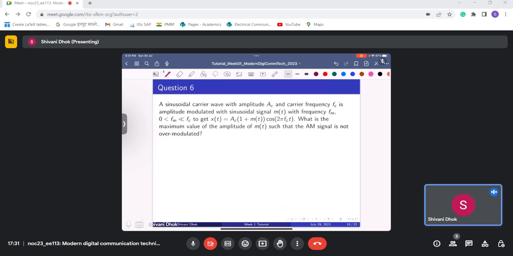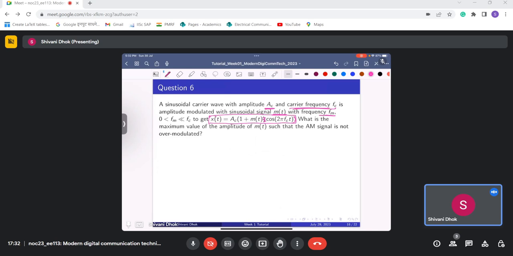So now let us look at the next question that we have. The question given here is: a sinusoidal carrier with amplitude AC and carrier frequency FC is amplitude modulated with a signal m(t) with frequency FM, and the AM signal is given as x(t) = AC (1 + m(t)) cos 2πFCt. We need to find the maximum value of the amplitude of m(t) such that the AM signal is not overmodulated.